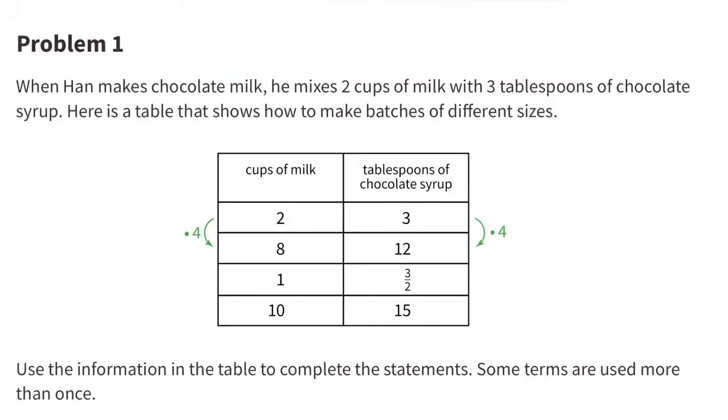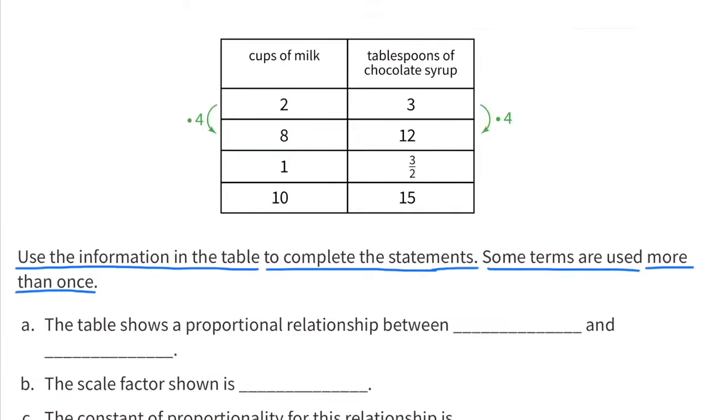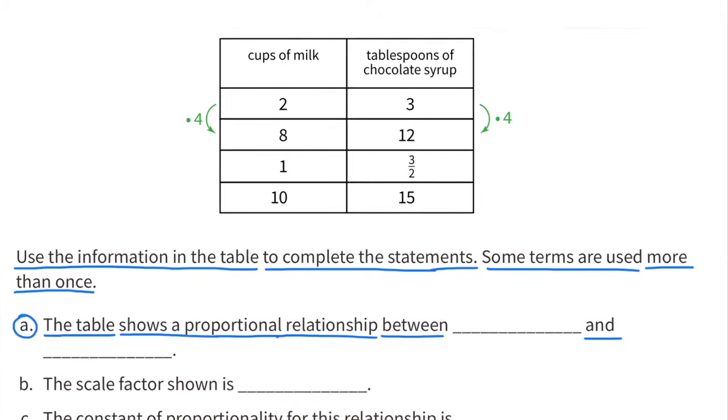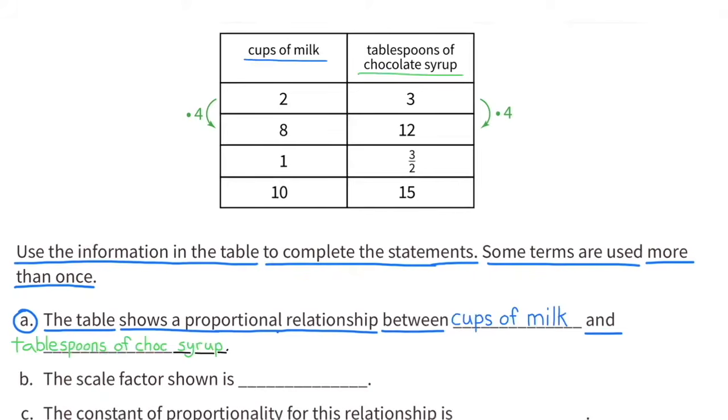Number 1. When Han makes chocolate milk, he mixes 2 cups of milk with 3 tablespoons of chocolate syrup. Here is a table that shows how to make batches of different sizes. Use the information in the table to complete the statements. Some terms are used more than once. A. The table shows a proportional relationship between blank and blank. The table shows a proportional relationship between cups of milk and tablespoons of chocolate syrup.